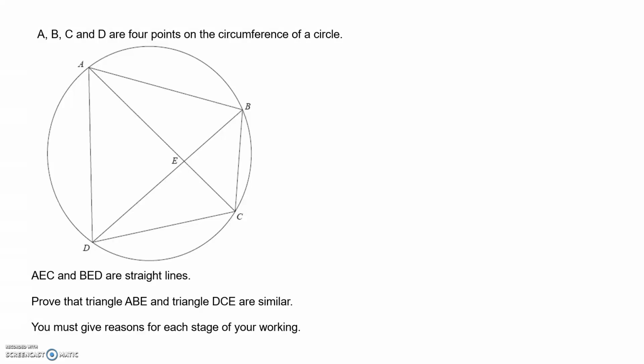Okay, now the higher question. Looks like it's circle theorems. A, B, C and D are 4 points on the circumference of a circle. A, E, C, that's here, and B, E, D, that's here, are straight lines. Looks obvious, but they may not be. Prove that triangle A, B, E, that's this triangle, and triangle D, C, E, that's this triangle, are similar. You must give reasons for each stage of your working as usual.